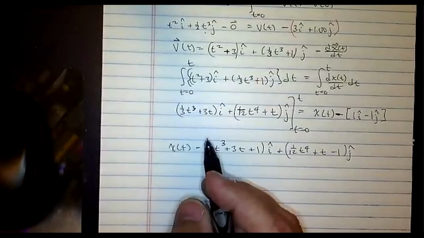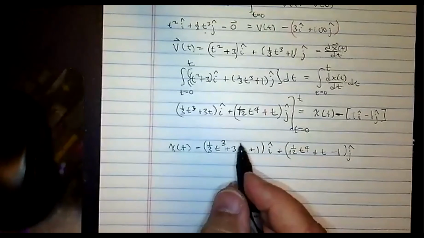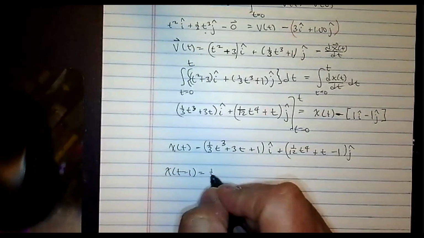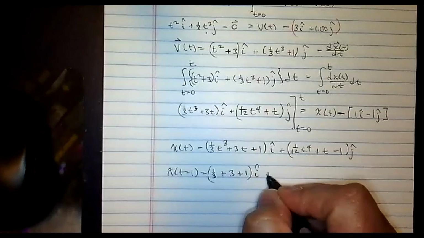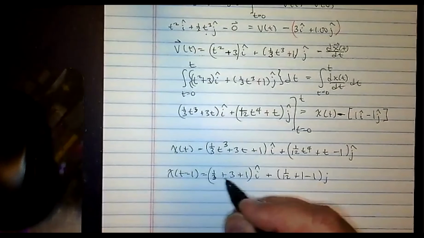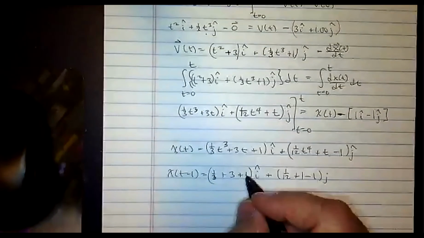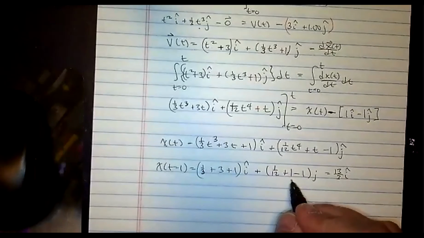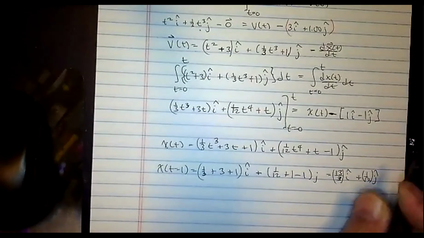So now all I got to do is plug in t equal 1 second for all this. So that should be 1/3 plus 3 plus 1, and this one should be 1/12 plus 1 minus 1. So this could be 9 over 3 plus 1 over 3 would be 10 over 3. Plus 3 over 3 would be 13 over 3. So I get 13 over 3 i hat. And then this one's going to become just 1/12 j hat.